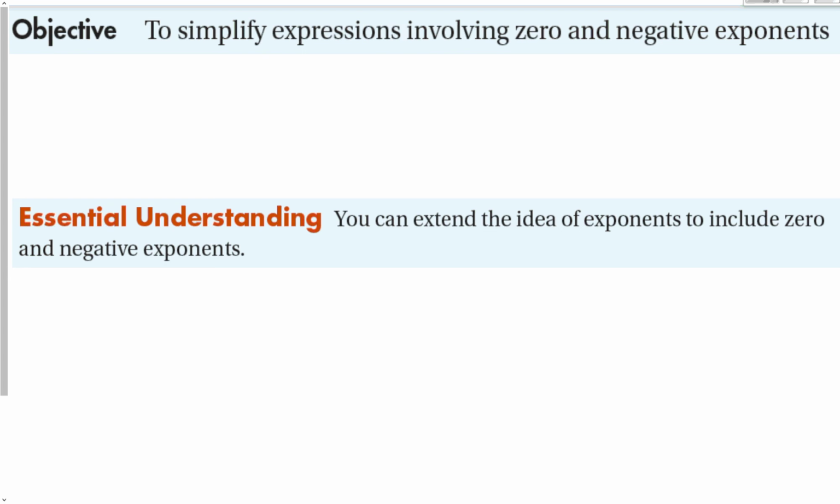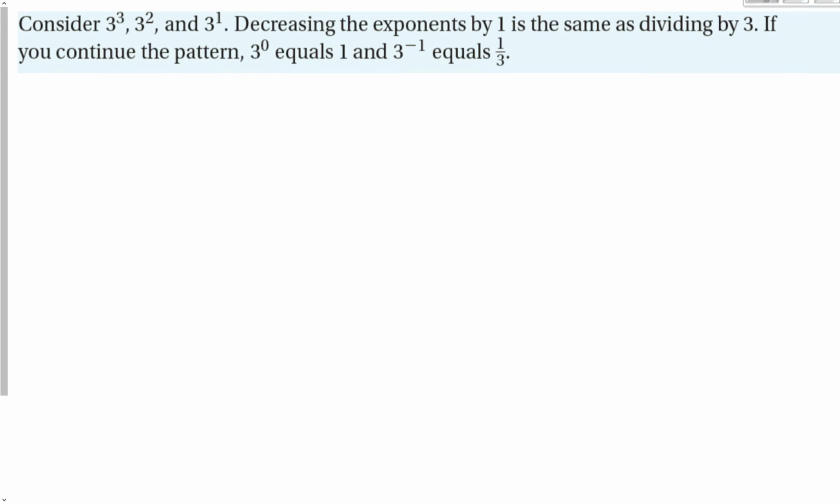And what that means is we are going to think about how exponents work. So if we consider 3 to the third, 3 to the second, and 3 to the first. Well, first let's think about what that means. 3 to the third power means 3 times 3 times 3, which is 27, right? Raising something to an exponent means repeated multiplication.